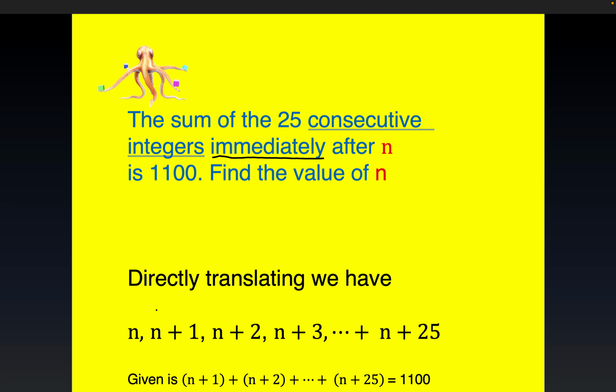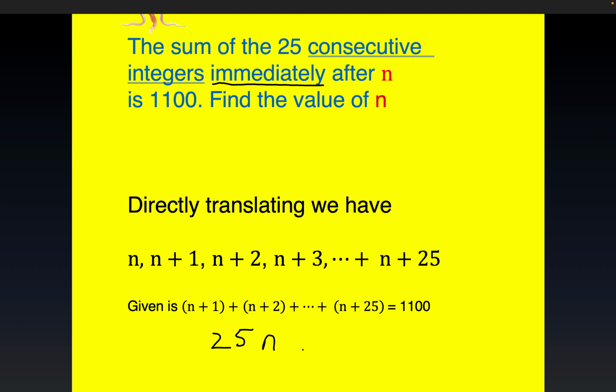So let's see what happens here. Now we do know that we have 25 copies of n, right? So I'll write down 25n. Also, we have the sum of the first 25 integers, which is called a triangular number. Recall that that's the same thing as doing this. Very popular result. You take the last integer, increment it, multiply, and divide by 2. Okay, this is all equal to 1100.